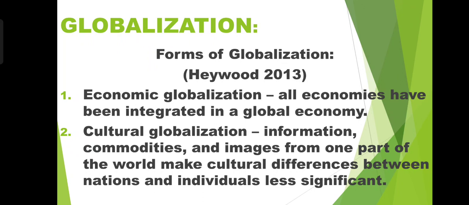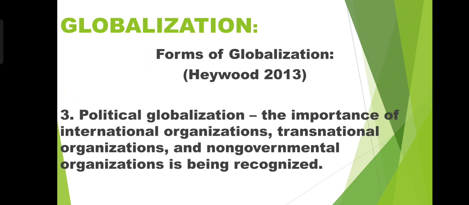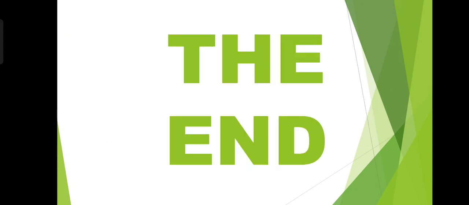Several forms of globalization can be identified, of which Haywood listed three: the economic globalization, where all economies have been integrated in a global economy; then the cultural globalization, where information, commodities, and images from one part of the world make cultural differences between nations and individuals less significant; and the political globalization, where the importance of international organizations, transnational organizations, and non-governmental organizations is being recognized.